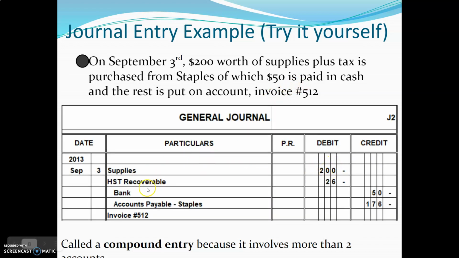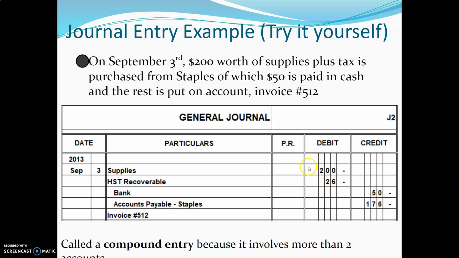There's our 200. Our HST recoverable, because we're going to be able to recover this from the government, is $26. Our bank gets credited 50, and our accounts payable is going to become 176. Now, there's something really cool about all this stuff, which is called the double entry of accounting.